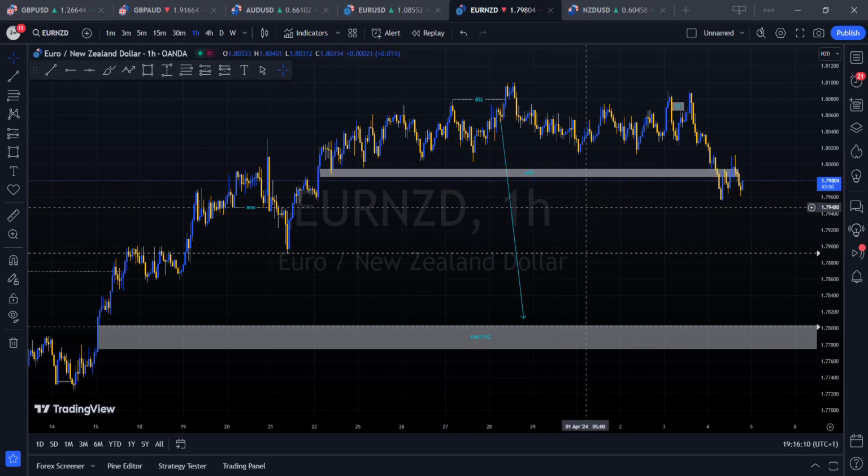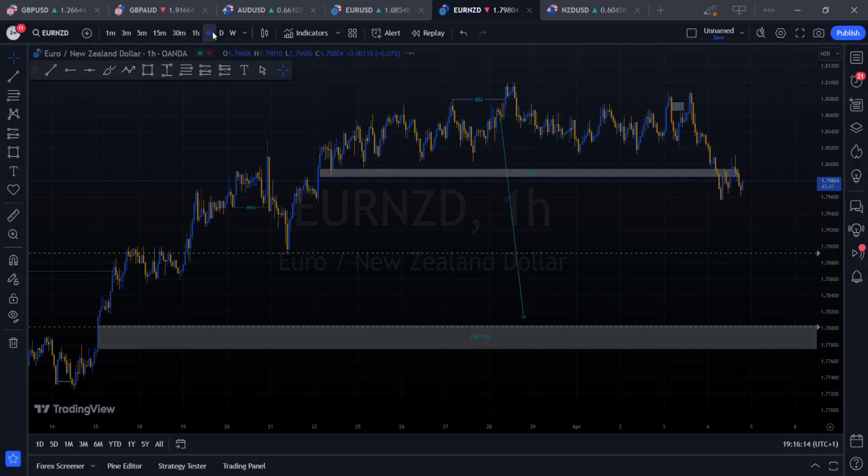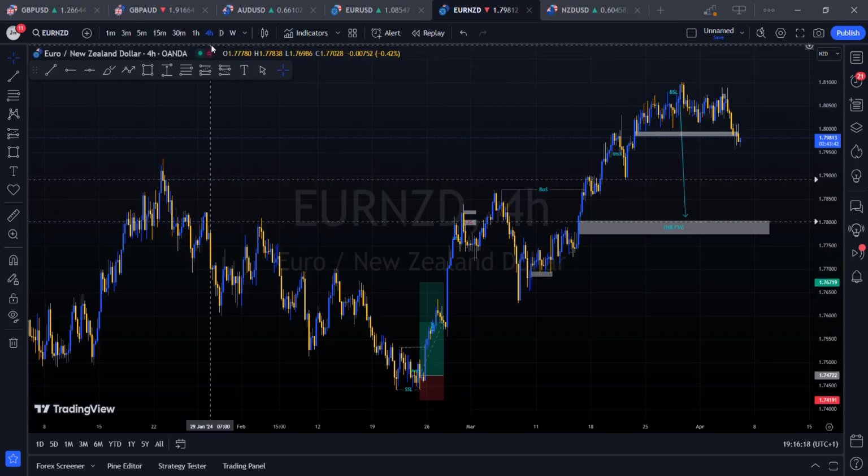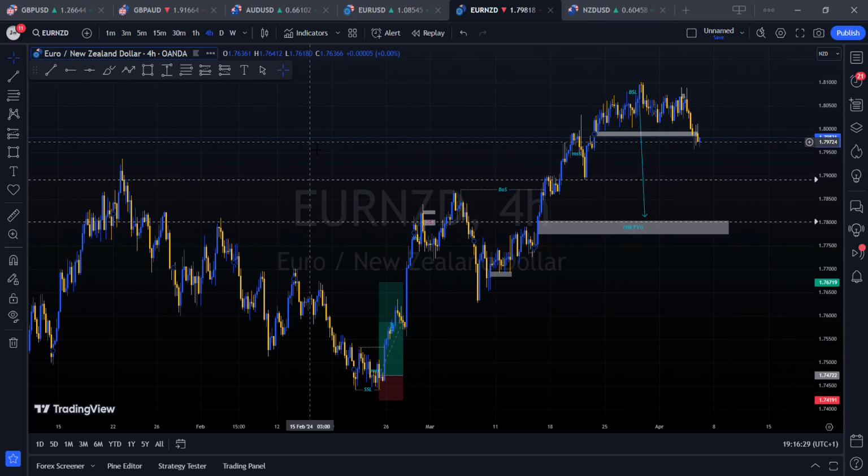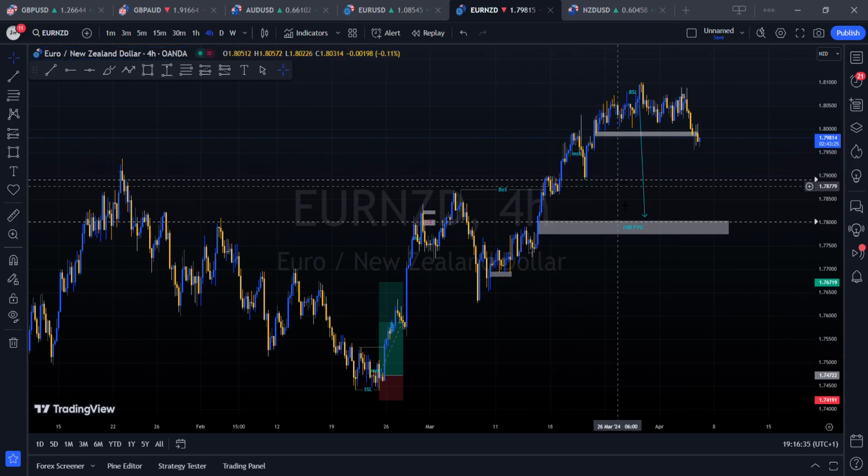When I'm analyzing, you guys know me better, I always start from the higher time frame, from the bigger time frame. That's where I start. So currently I'll be analyzing from the bigger time frame, which is the 4 hours. On the 4 hours, what I'm seeing here is something extremely important.